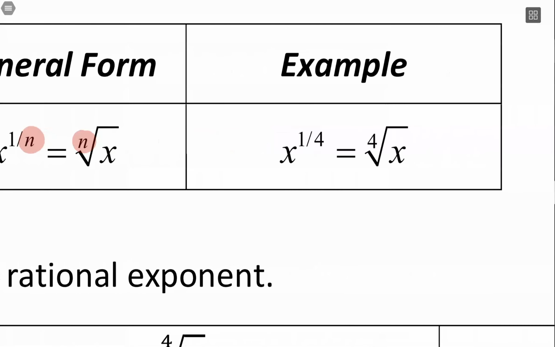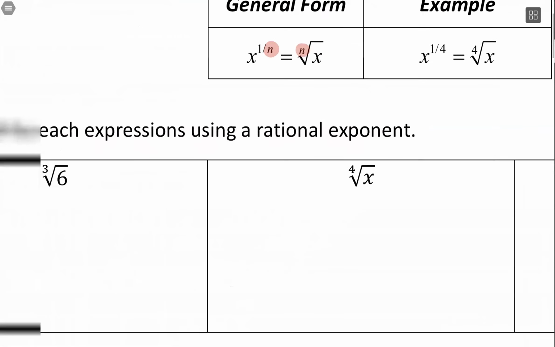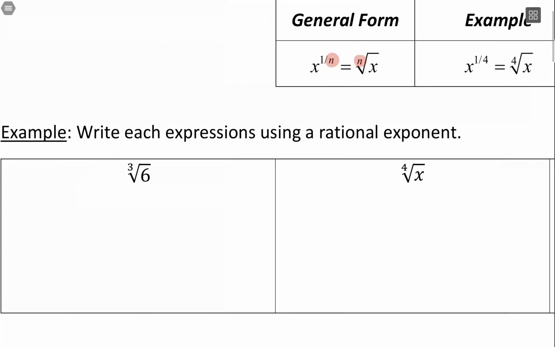So for example, if we see x with an exponent of 1/4, that 4 in the denominator means that we're taking a root at the 4th level. So this is a 4th root of, and then what goes underneath is just the base of our exponent. So let's look at just changing between these two forms.